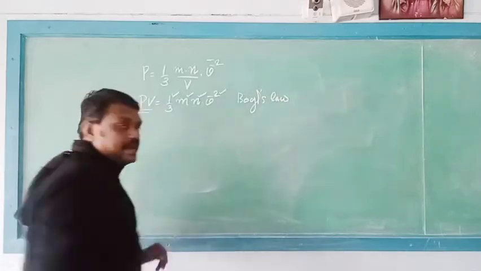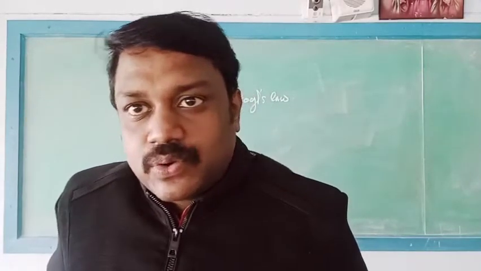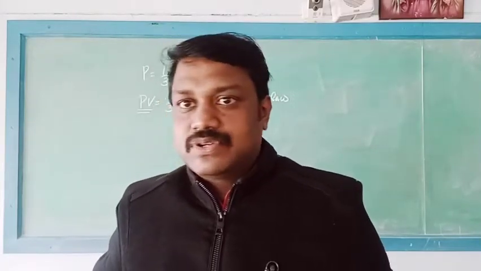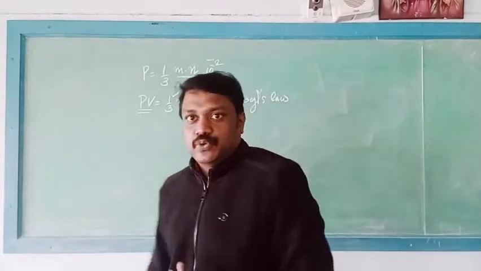Boyle's law states that at constant temperature PV is equal to a constant, that is, P and V are inversely proportional. So PV is equal to a constant. That is the explanation of Boyle's law.